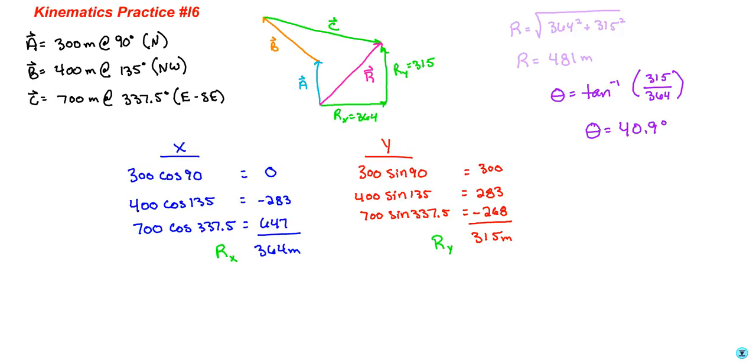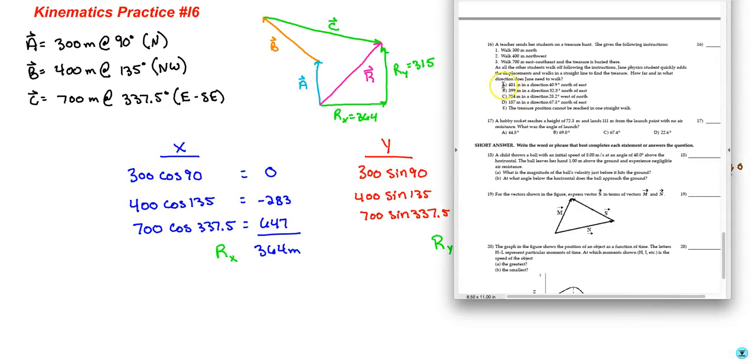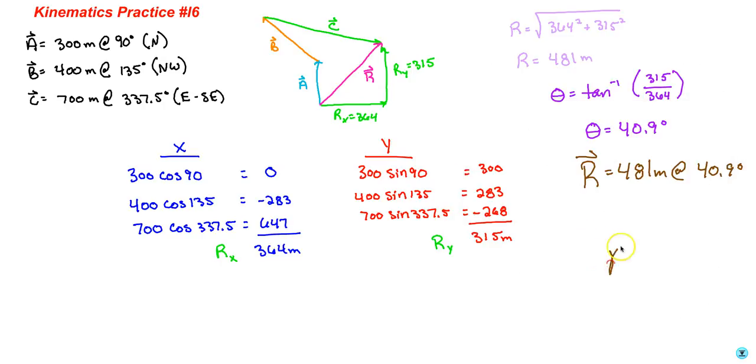All right, so then R is a final 481 meters at 40.9 degrees. And if we look at our answer options for this multiple choice question, it lines up with answer option A. So again, it's a pretty straightforward vector addition problem once we figure out what these angles are. And that's it. So that was number 16 from some practice questions we had.